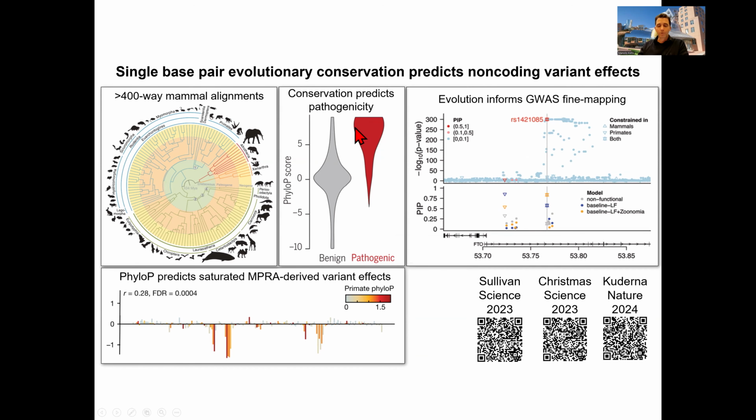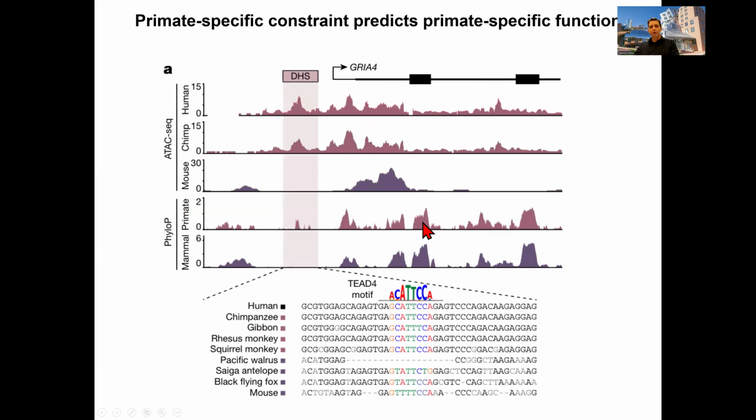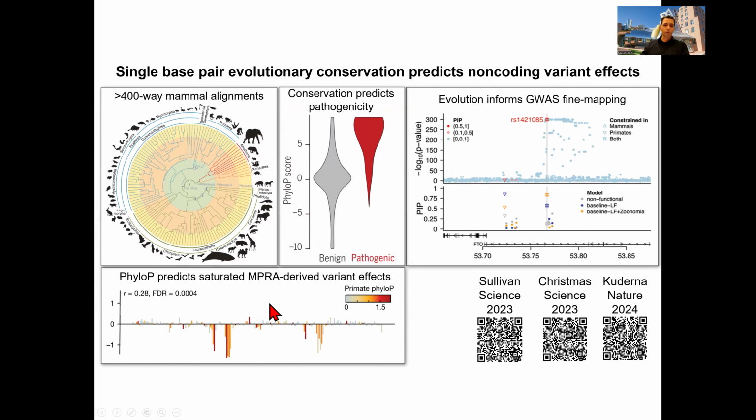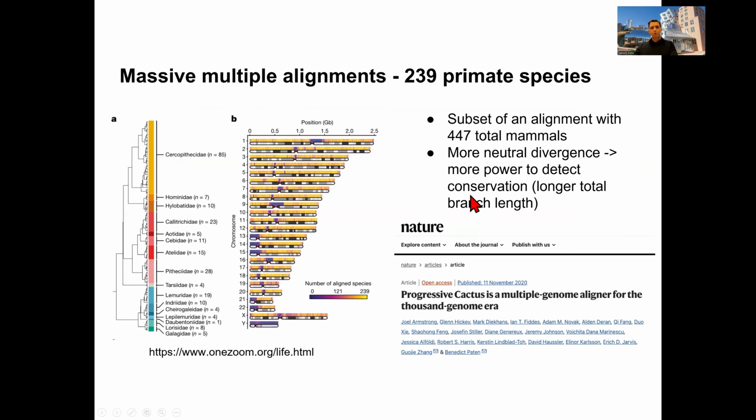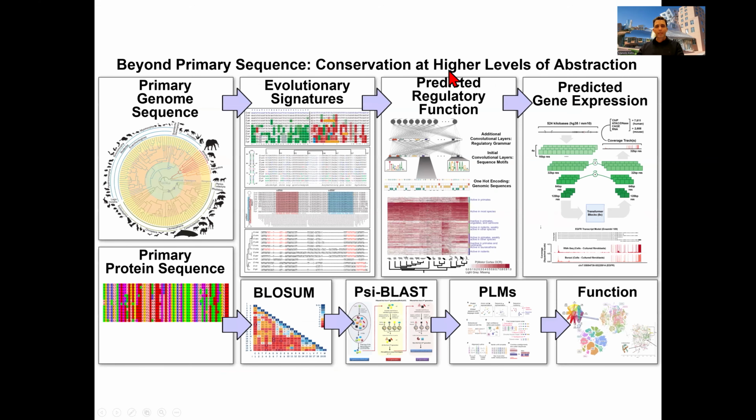So you can basically distinguish functional regions from either experiments that are measuring DNA's hypersensitivity, or using these mutagenesis experiments, or using these disease-associated regions. And in every one of these cases, you basically have this extraordinary power of evolutionary conservation to detect constraints. Okay? So as I mentioned earlier, we can look at these increasingly higher levels of abstraction, go from primary sequence to evolutionary signatures to regulatory function to predicted gene expression.